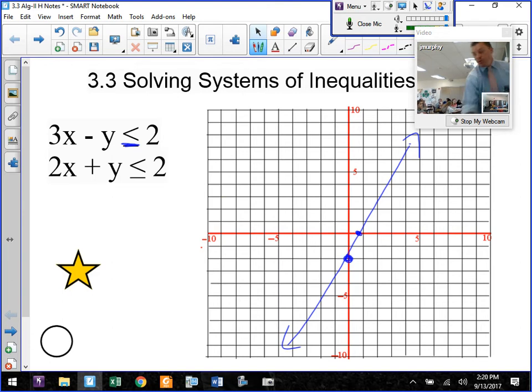What you do is you use what's called a test point. Obviously, the easiest test point to always use is going to be the ordered pair of 0, 0. Can I use 17 and -4 if I wanted to? Yes, if it's not on the line, it's fine. But what's 0 minus 0? Is 0 less than 2? Yes. So that means we're going to cover the truth. If it's true at the origin, we cover the truth.